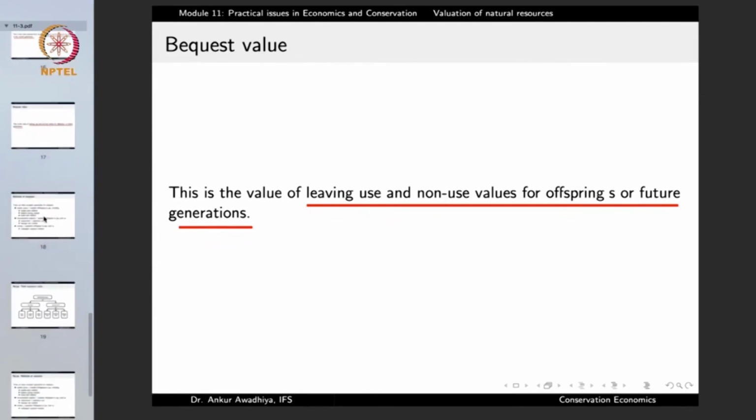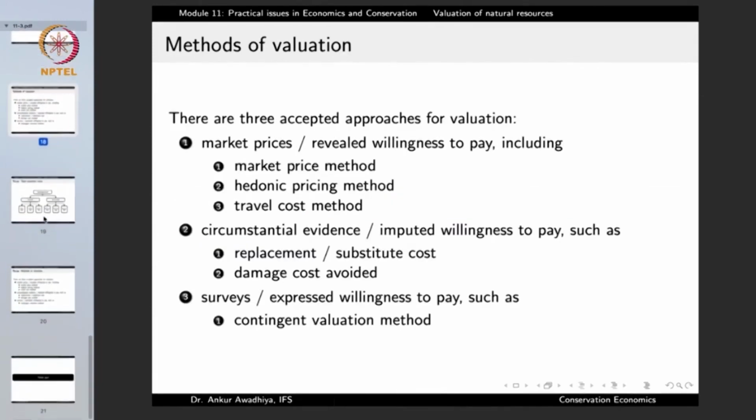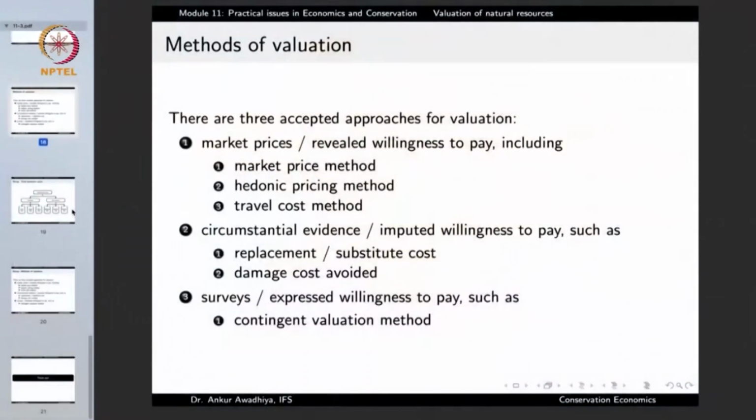Now, given that we have so many values, we can now talk about the methods of valuation. How do we put a rupee value or a dollar value to all of these different values? There are three accepted approaches for valuation of natural resources. The first one is known as market prices or the revealed willingness to pay. In the case of market prices, we have three main methods: the market price method, the hedonic pricing method, and the travel cost method.